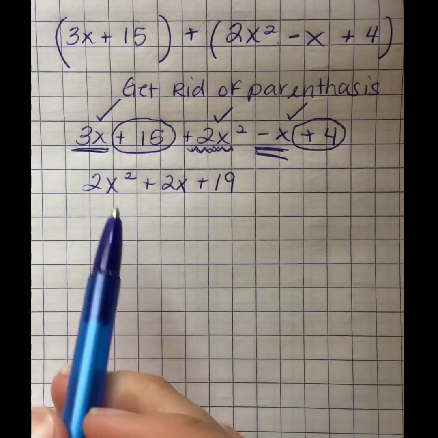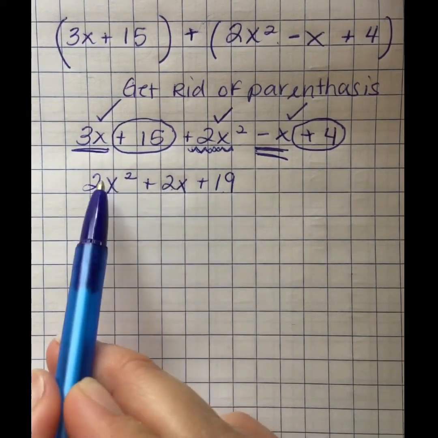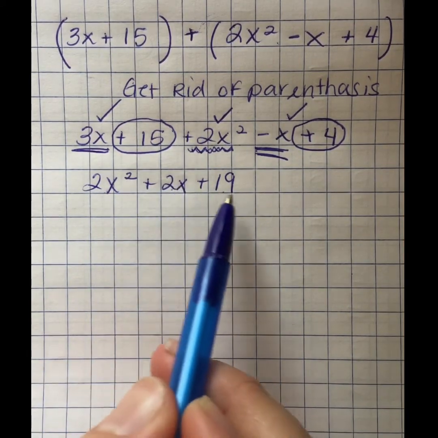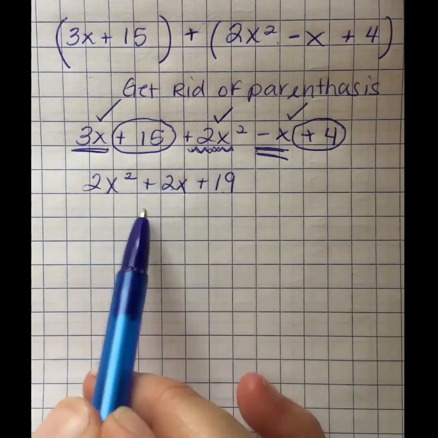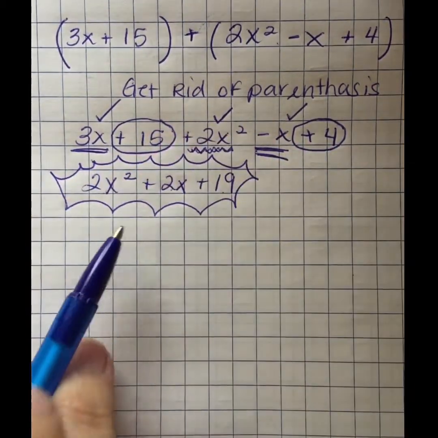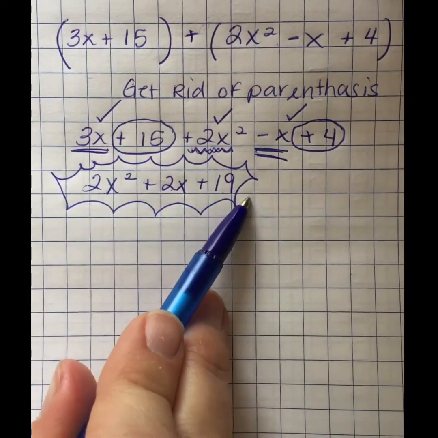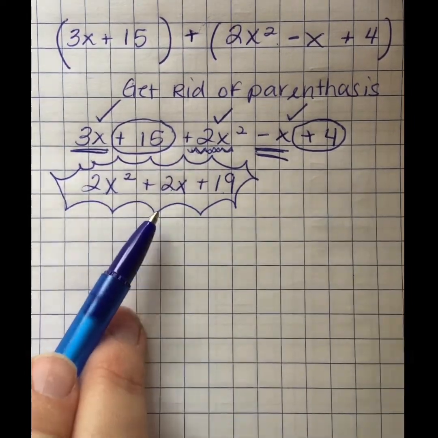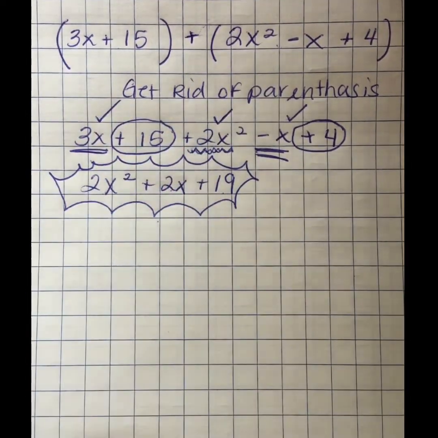positive 19. So I always give a final glance over to make sure that there are no more common terms, which there aren't, because this is x squared, this is just x, and this is a constant. So this is as simplified as it's going to get, which makes this my answer. A lot of you are going to want to go ahead and solve this, but remember, there's no equal sign, so you actually can't solve it. This is as far as you can get. This is a simplified expression after adding two expressions.